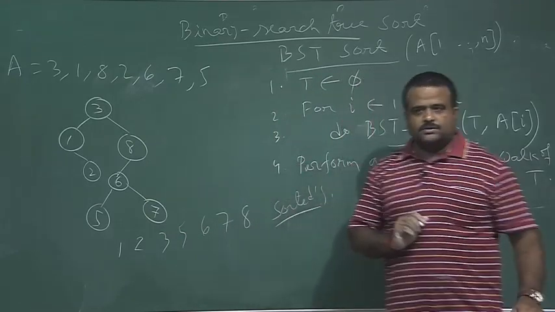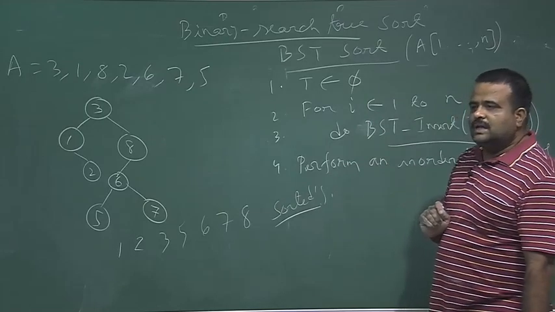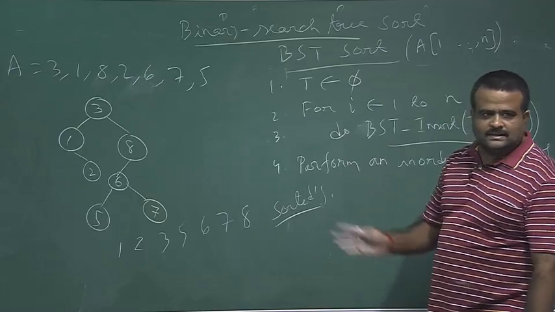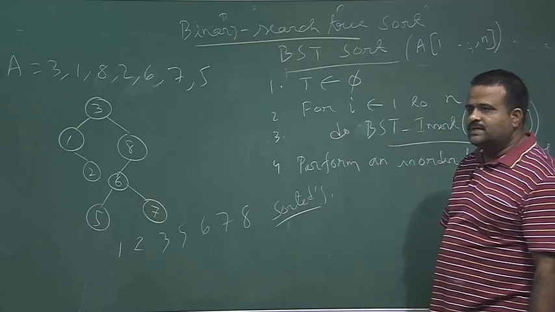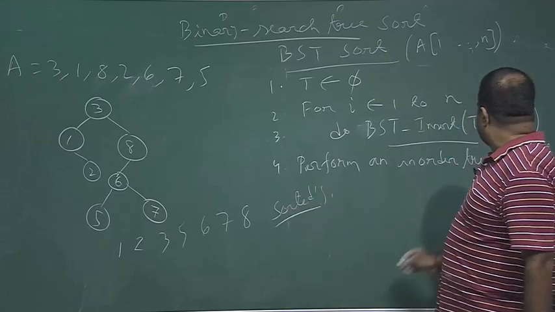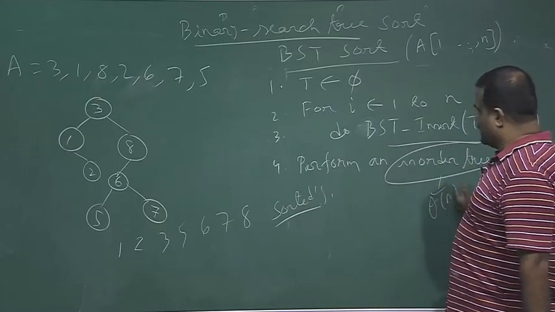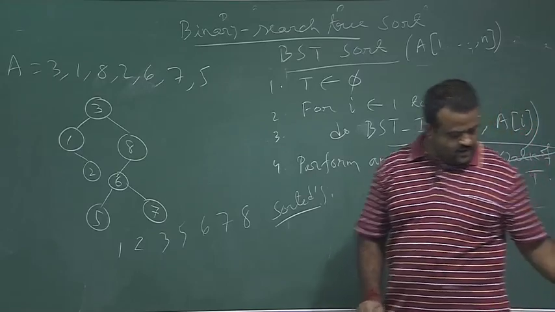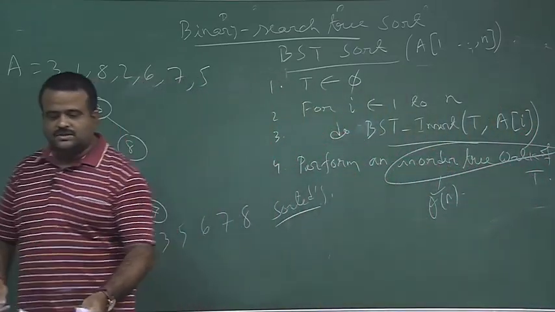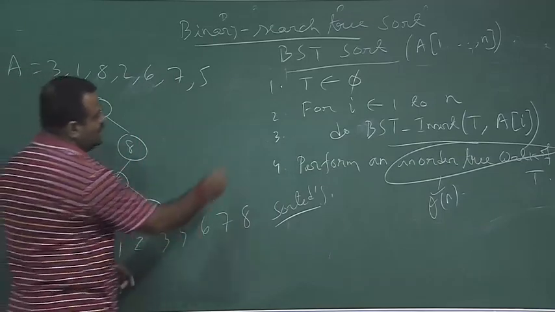Okay. So, this is what is called BST sort. Now, we need to analyze this code, how much time we are, so what is the run time for this code. So, what is the run time for in order traversal? This will take linear time, order of n, because we are just visiting each of the nodes.